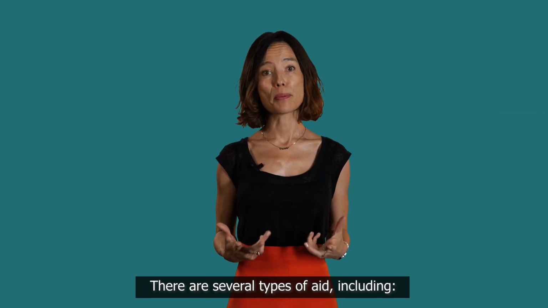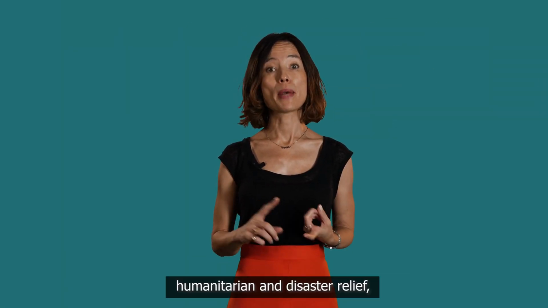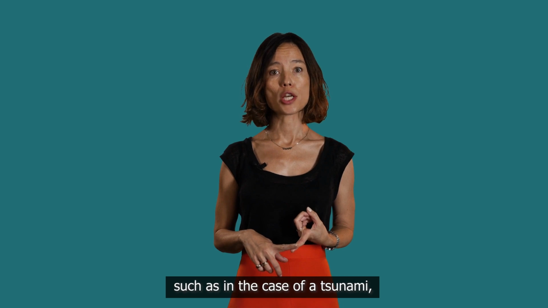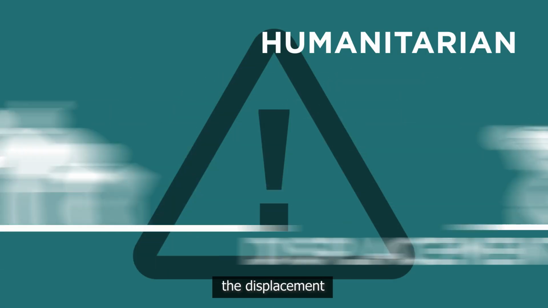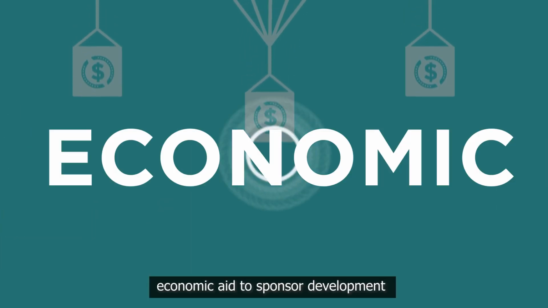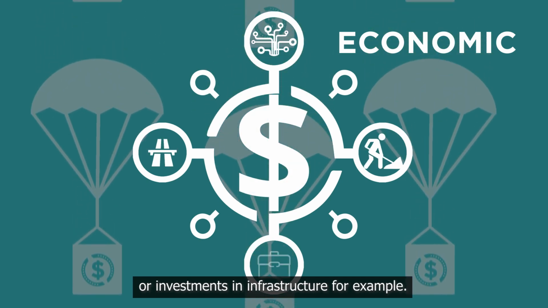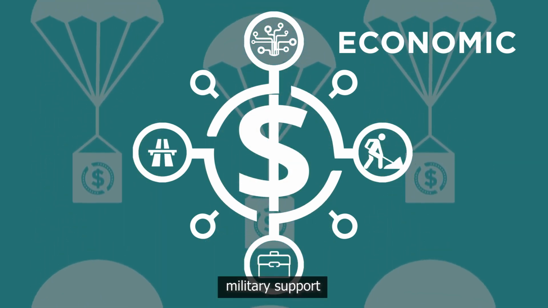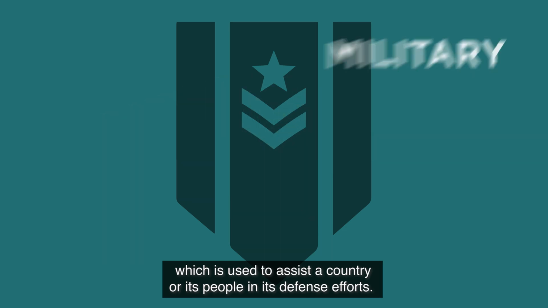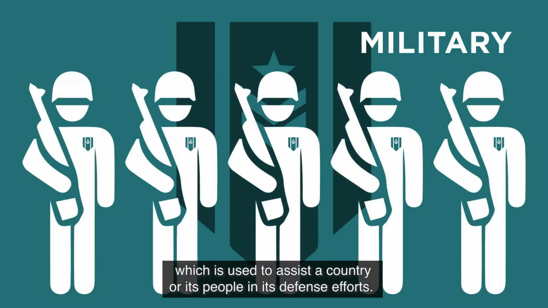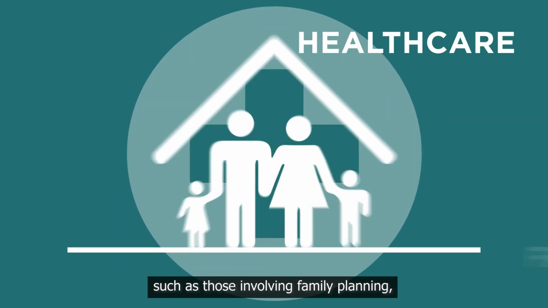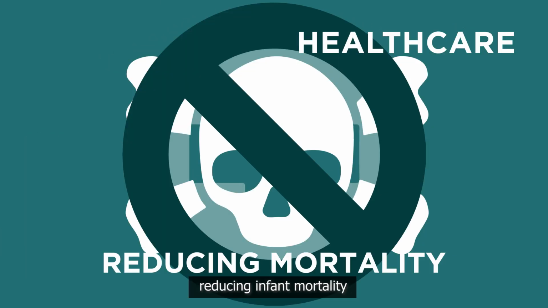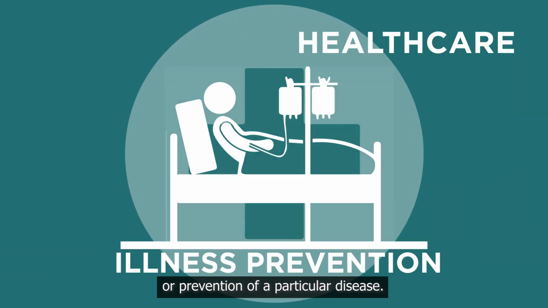There are several types of aid, including humanitarian and disaster relief, such as in the case of a tsunami, an earthquake, or a conflict causing the displacement and suffering of civilians. Economic aid, to sponsor development or investments in infrastructure, for example. Military support, which is used to assist a country or its people in its defense efforts. And healthcare programs, such as those involving family planning, reducing infant mortality, or prevention of a particular disease.